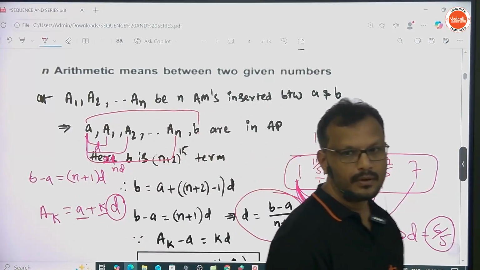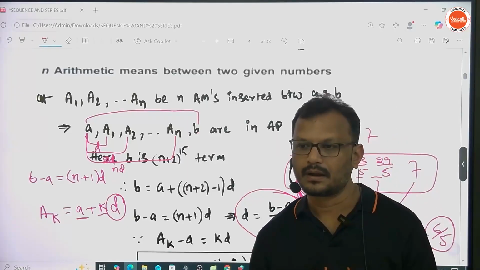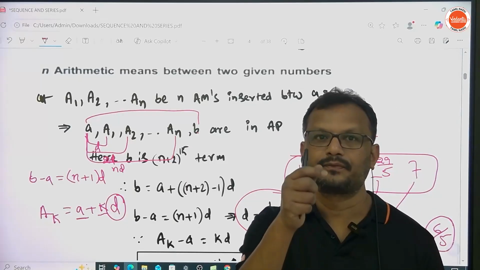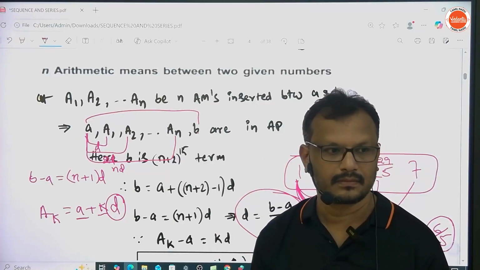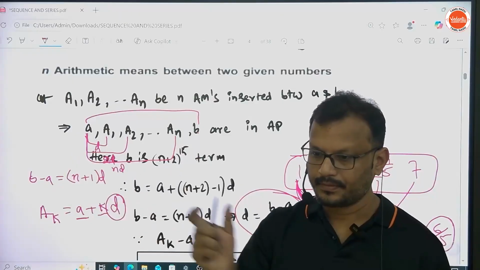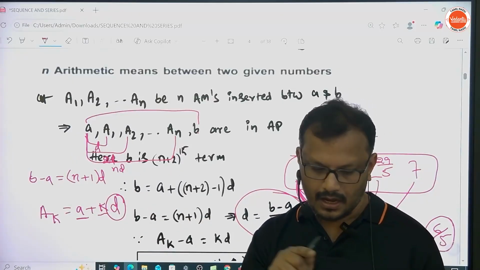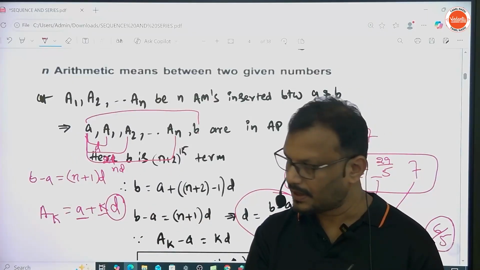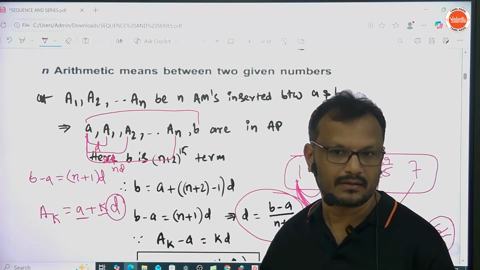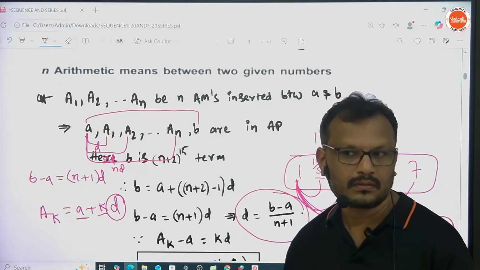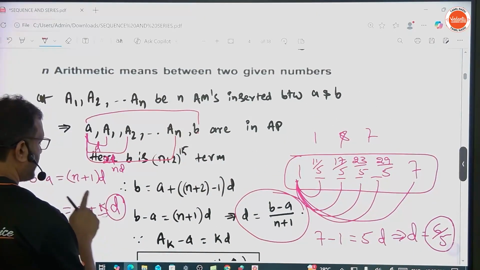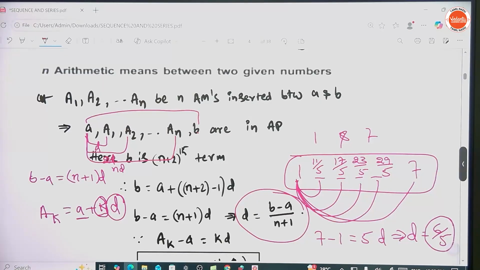Like I will ask you, between 1 and 7 insert 100 numbers. Out of that, from A1, what is the 51st number? 51 means k. So in place of k, you can substitute that number. So they will ask accordingly.